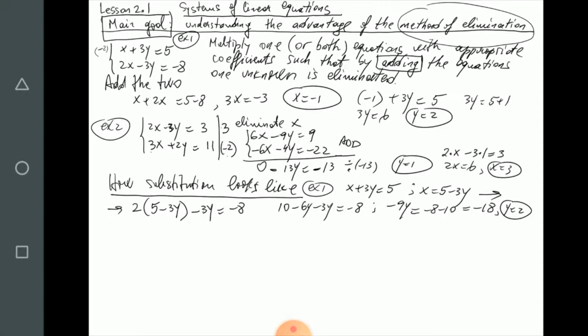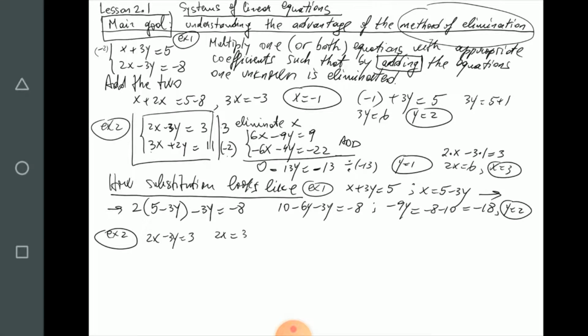But if you're not convinced why this is so tedious, let's see how it looks if I use substitution for example number 2. There are no good choices here if you look at the second example on how to choose the variable to solve for. You're going to deal with fractions, right? So let's say I'm going to, again, choose x in terms of y.